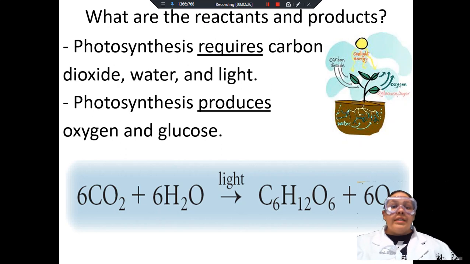Photosynthesis requires carbon dioxide and light. Photosynthesis produces oxygen and glucose. So that means your reactants of photosynthesis are carbon dioxide, water, and light, and the products are oxygen and glucose. So follow my mouse. I have my reactants on the left side, so carbon dioxide, water, light, and then I have my products on the right side, my glucose and my oxygen.